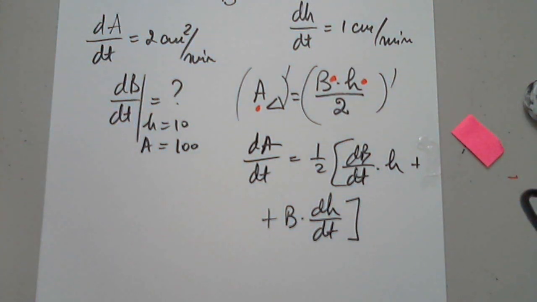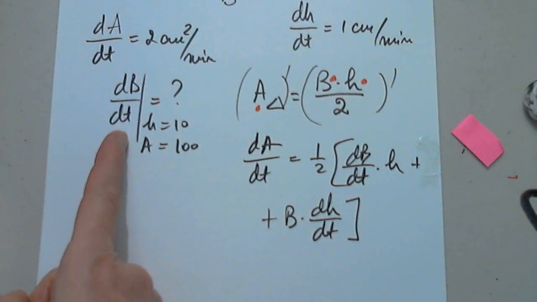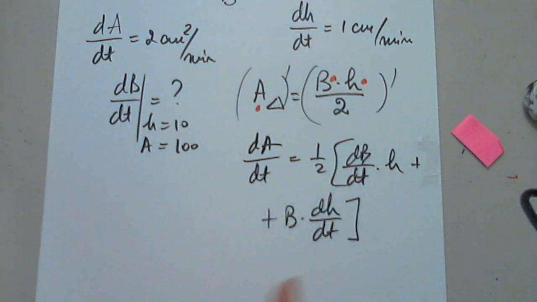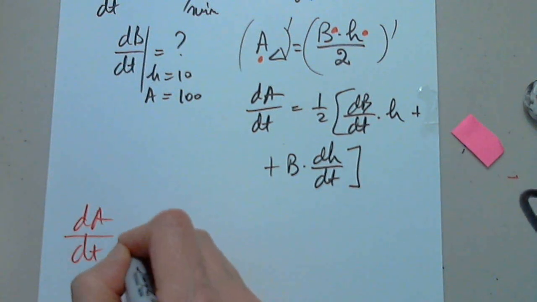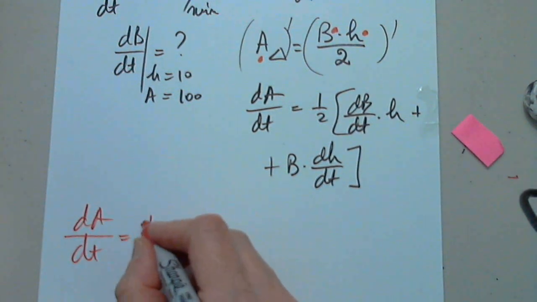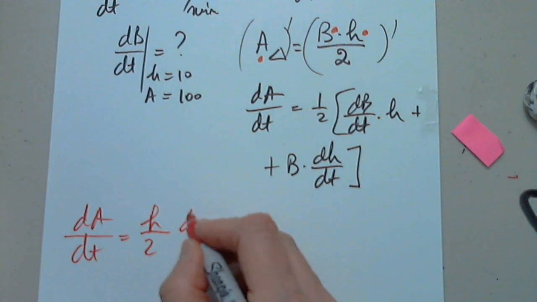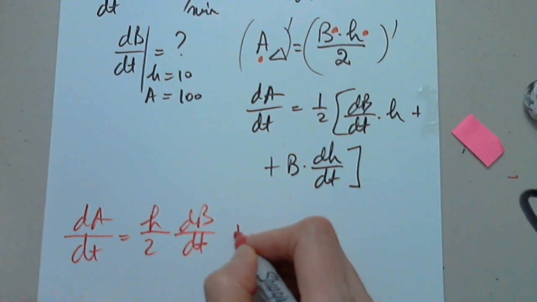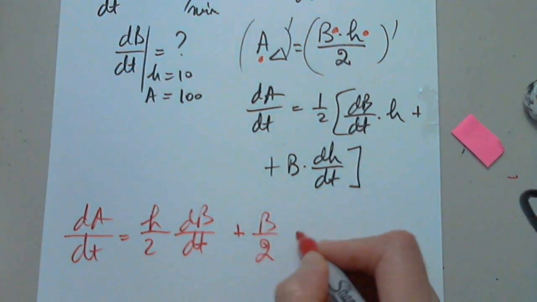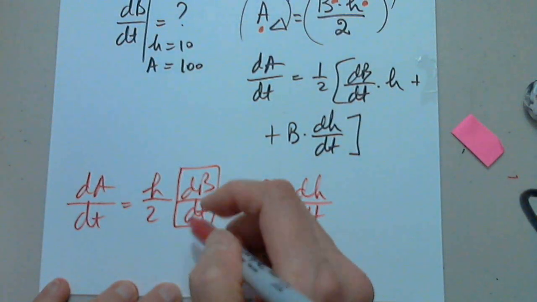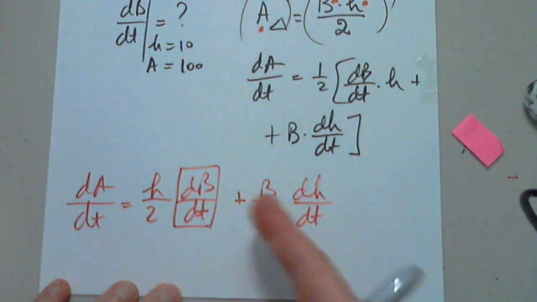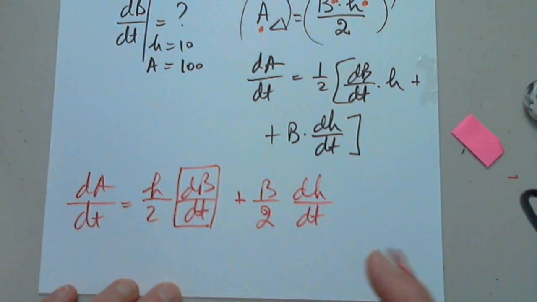Okay, so all I have to do now is ask myself, what do they want? They want us to determine dB over dt. Fine. I will distribute 1/2. I get the following equation: dA over dt equals 1/2 h dB over dt plus b over 2 dh over dt. And this is the variable in question, so I'm going to move this to the other side and then divide by h over 2.